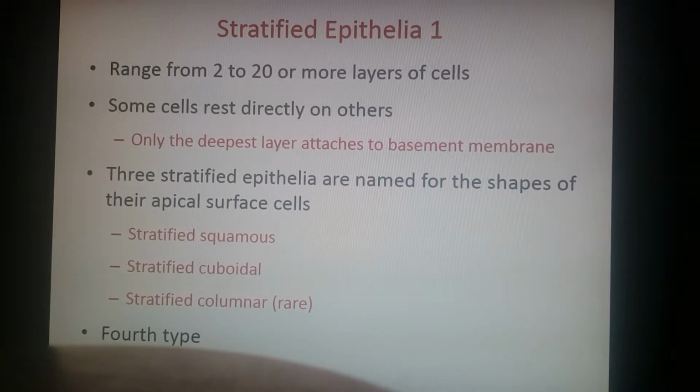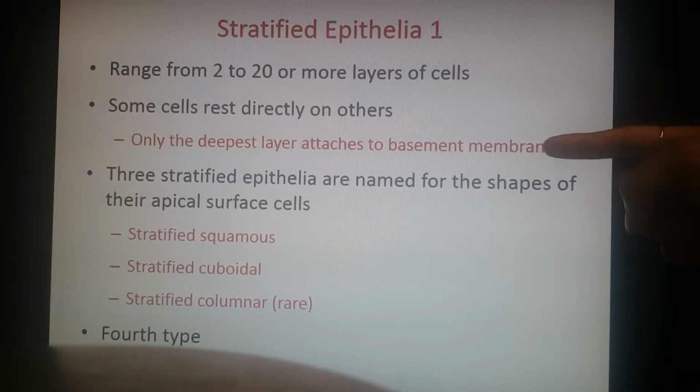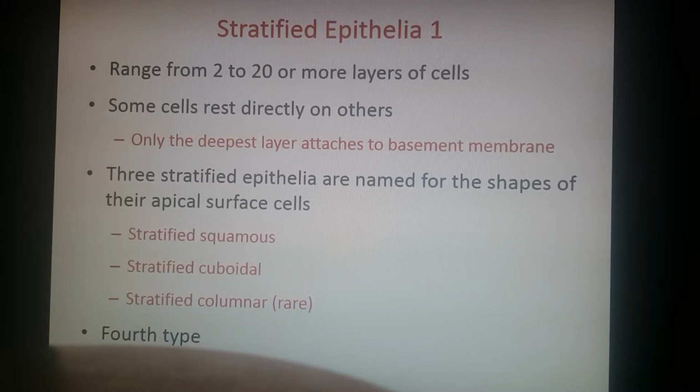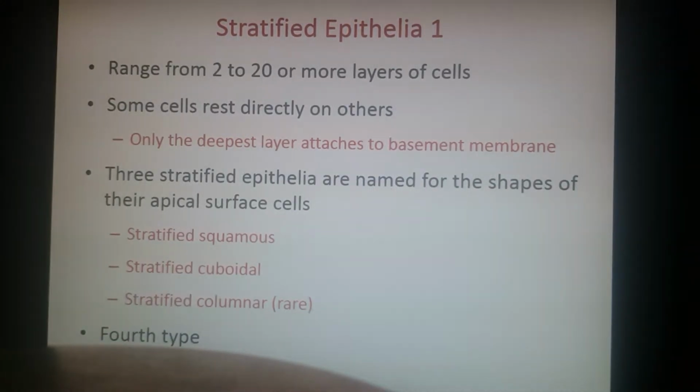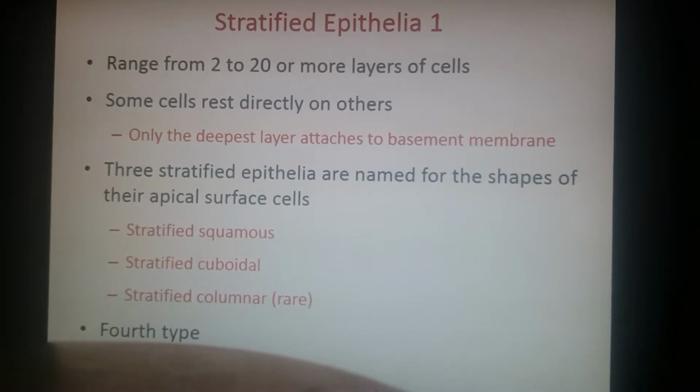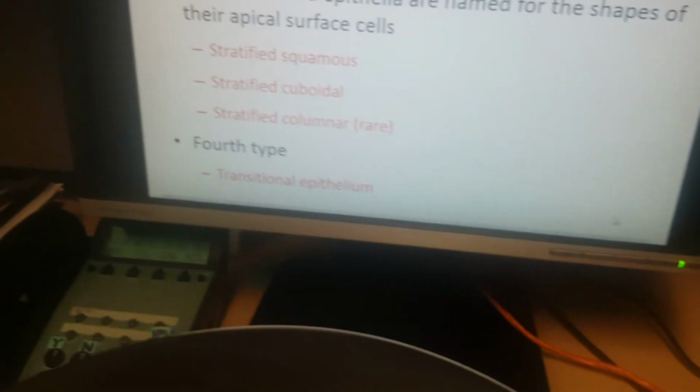Our next type is our stratified epithelial. So again, to be stratified, or having multiple layers, means at least 2 layers, and can have 20 or more layers of cells, depending on the tissue type. In our stratified epithelial, only the deepest layer is going to attach to the basement membrane, and then the rest of the cells will stack on top of them. Again, we still have our 3 different shapes, our squamous, our cuboidal, and our stratified columnar, which is a rare tissue type.